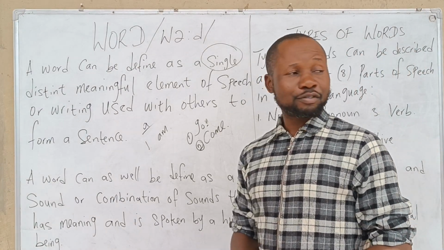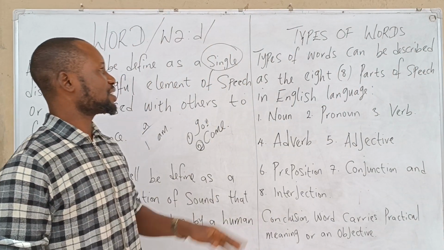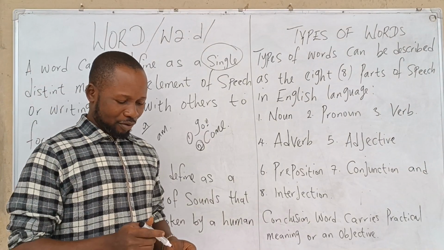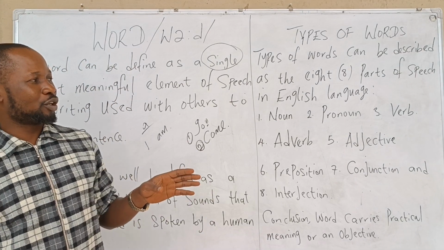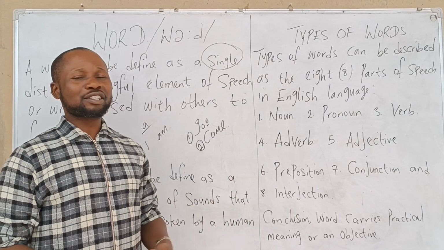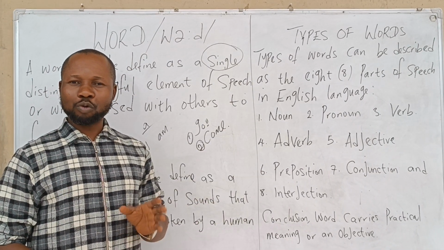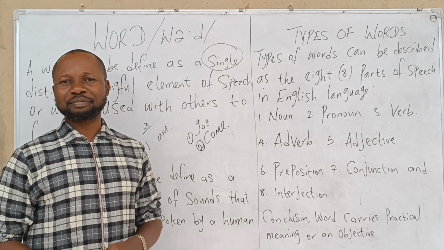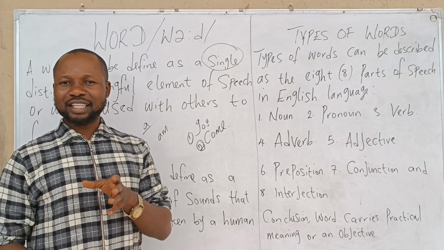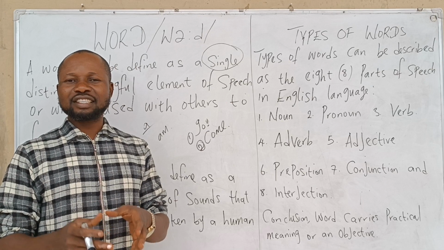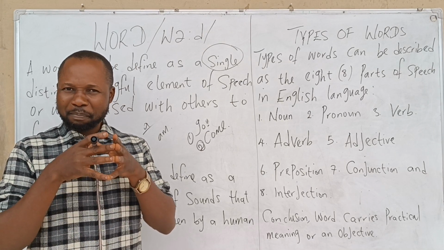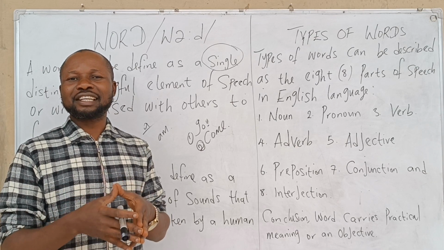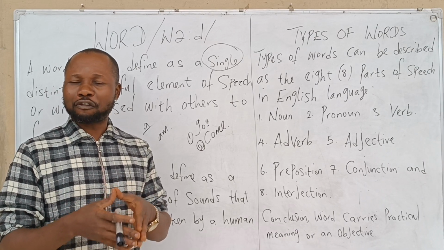Then the next thing we are going to look at is types of words. When we talk about types of words in grammatical terms, I'm going to use the 8 parts of speech to mention what a word actually means. Because the reason why I'm taking this step by step is when we combine words together, it gives us meanings. And those meanings can now extend to what we call phrase.